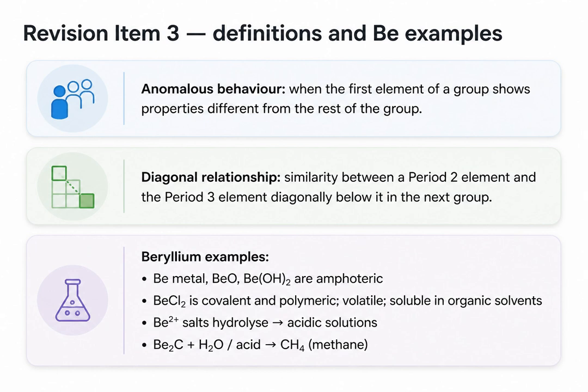Diagonal relationship is the tendency for certain period 2 elements to resemble period 3 elements diagonally below them, because periodic trends compensate along the diagonal. For beryllium, the reactions that demonstrate its unusual behavior include amphoterism of the metal and its oxide and hydroxide, the covalent polymeric nature of beryllium chloride, hydrolysis of beryllium salts to give acidic solutions, and the distinctive carbide chemistry, where beryllium carbide produces methane on hydrolysis.